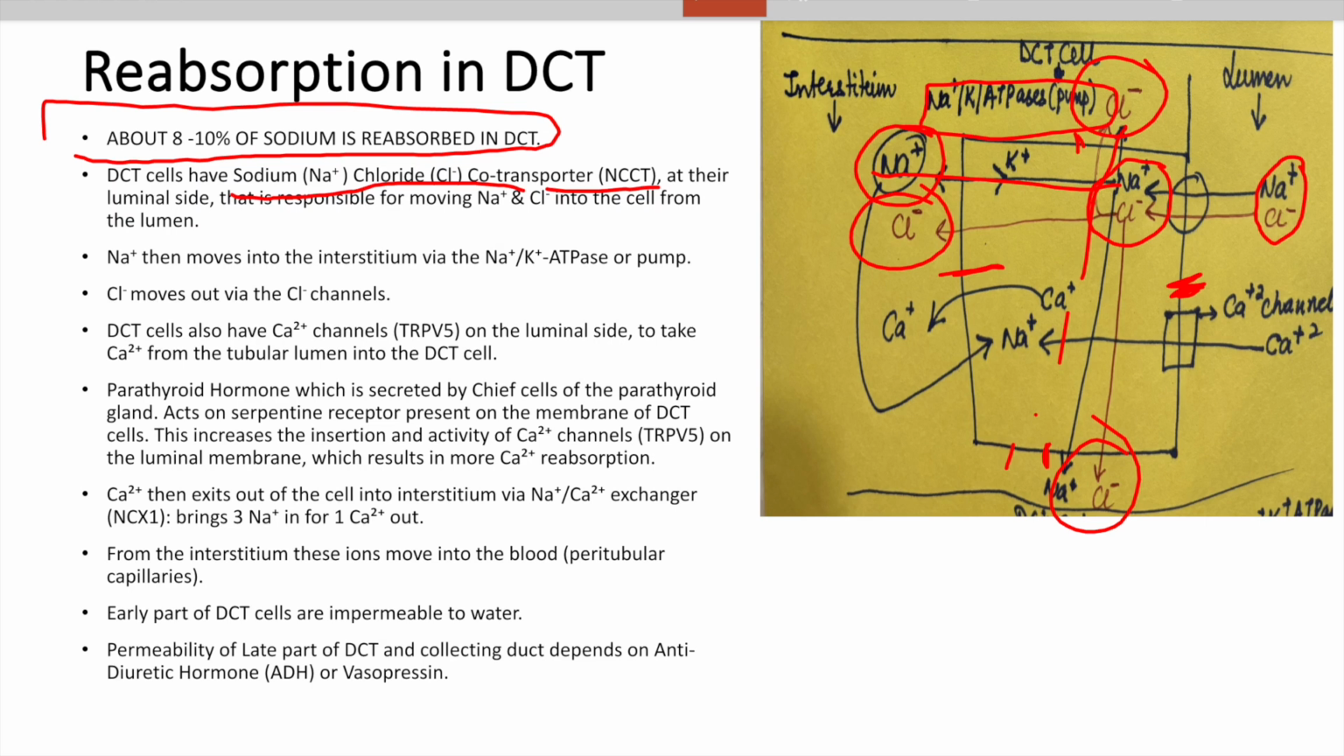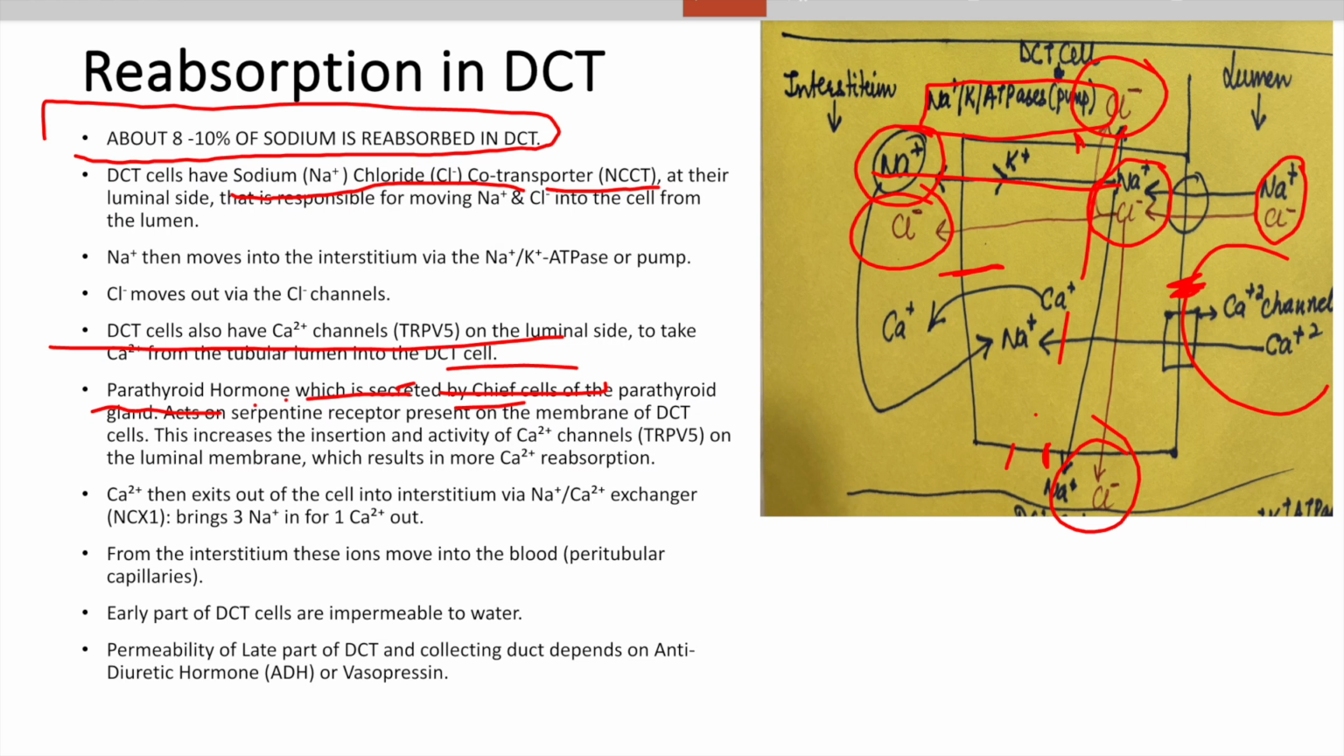In addition to this sodium chloride cotransporter, the apical surface of the distal convoluted tubular cell also contains calcium channels. These calcium channels transport calcium from the lumen into the cell of the distal convoluted tubule. But these calcium channels are sensitive to a hormone known as parathyroid hormone. This hormone is produced by the chief cells of the parathyroid gland.